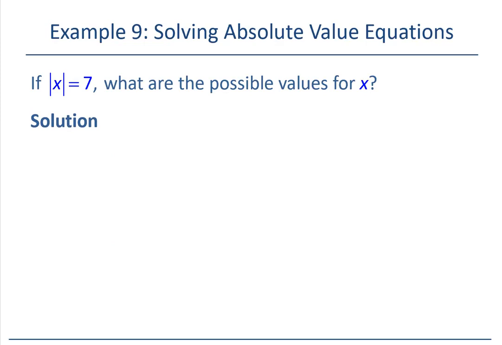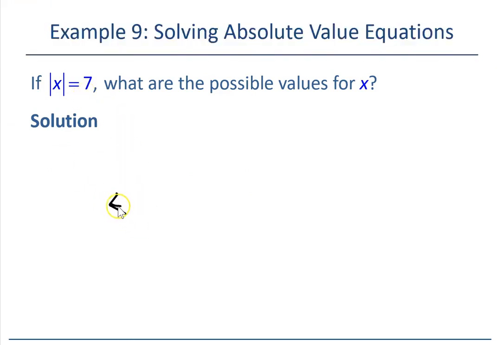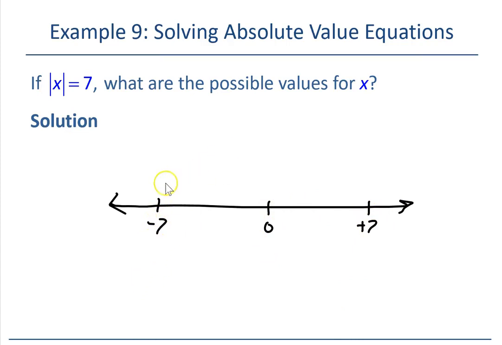Okay. If the absolute value of x is 7, what are the possible values for x? Okay. Well, let's look at this. Well, x can be two things. Because let's remember, if I draw a number line here, how do I get that 7 right there? Well, I can get it two ways. If I'm here at 0, could I not walk a distance to positive 7? Or could I also walk a distance to negative 7?